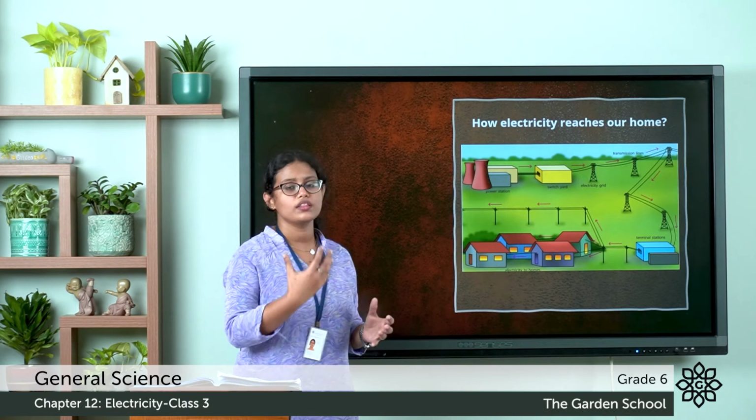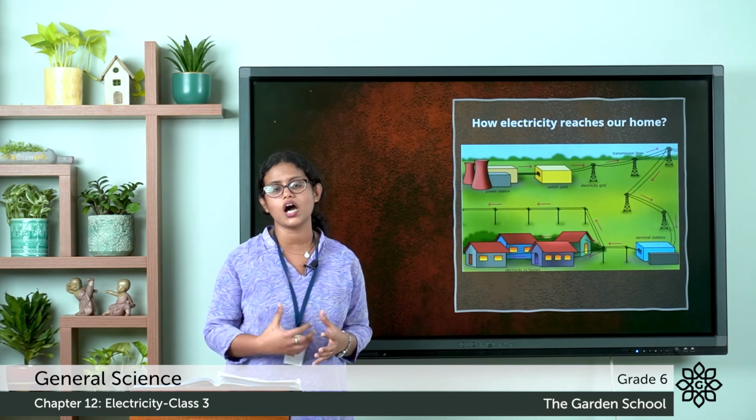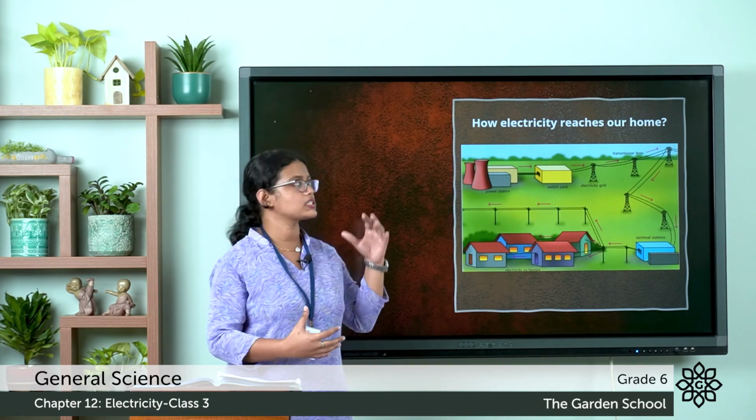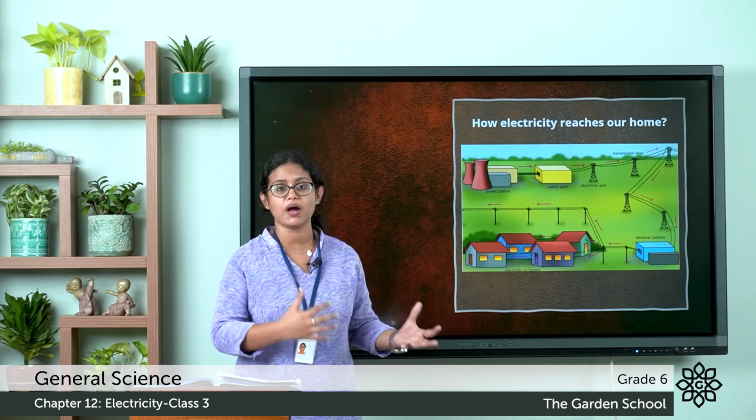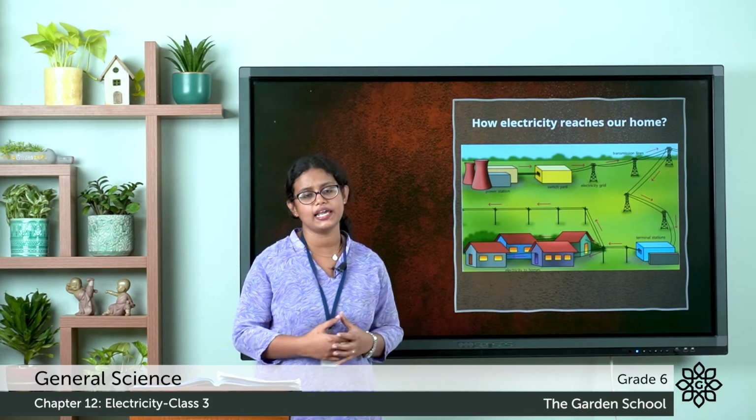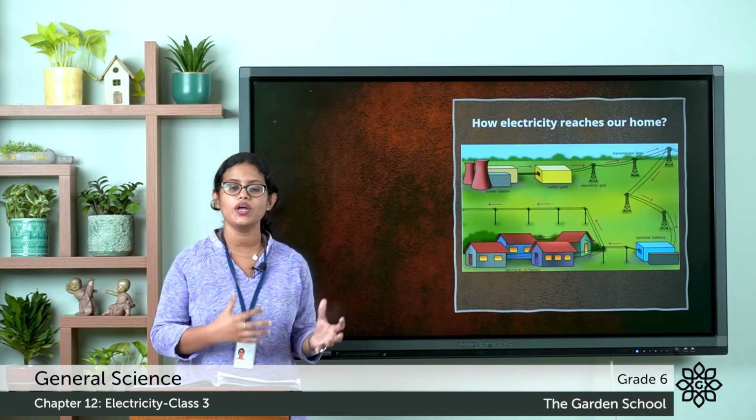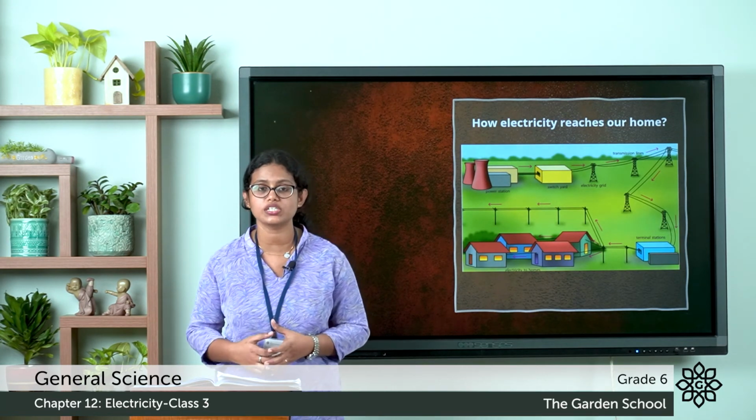So this is how electricity reaches our home. First, it is produced. Large spinning turbines are used to produce electricity.